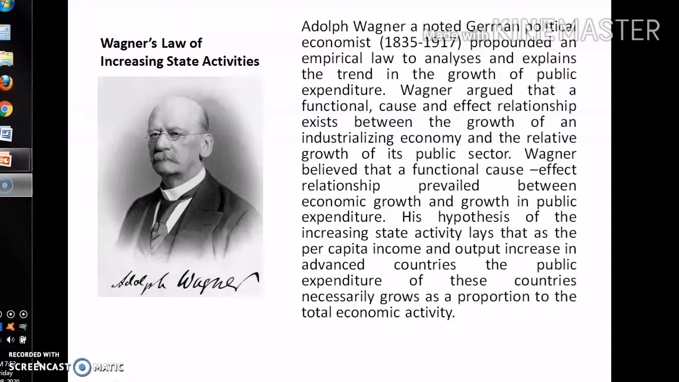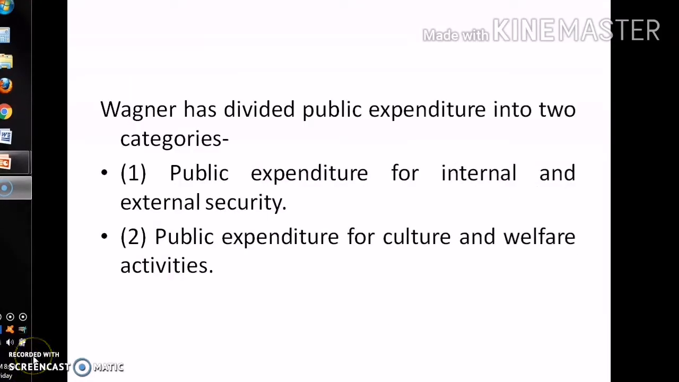His hypothesis of increasing state activity says that as the per capita income and output increase in advanced countries, the public expenditure of these countries necessarily grows as a proportion of the total economic activity. Wagner has divided public expenditure into two categories: public expenditure for internal and external security, and public expenditure for cultural and welfare activities.